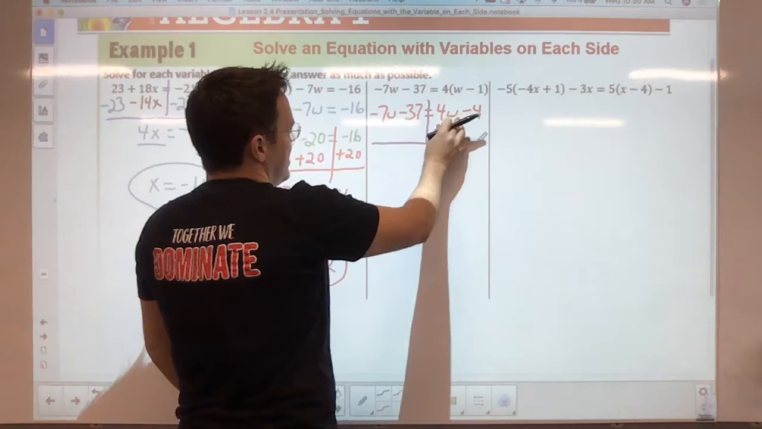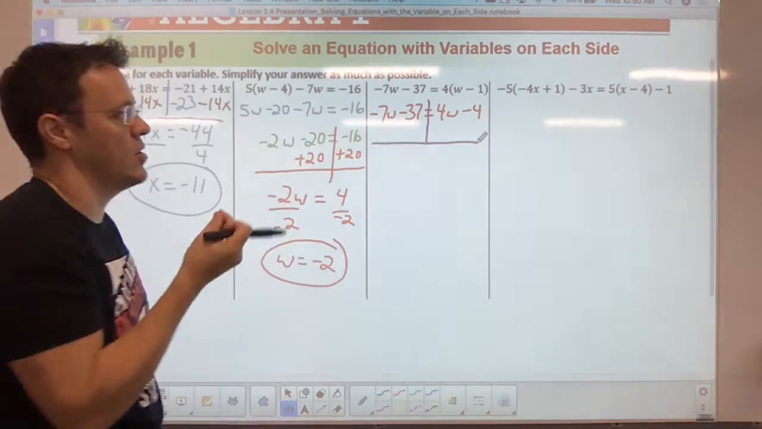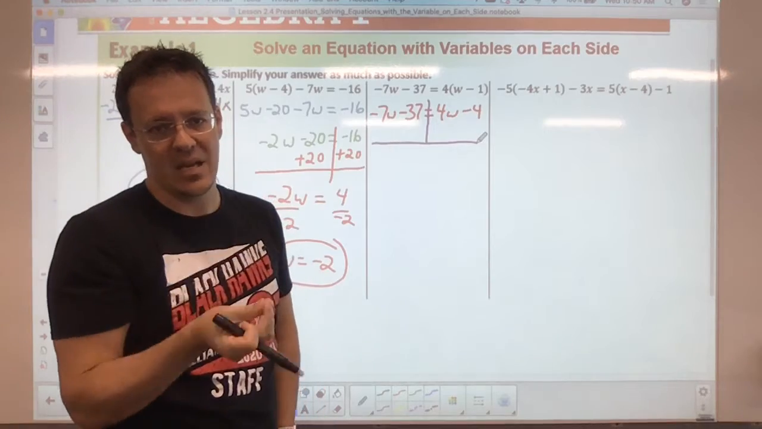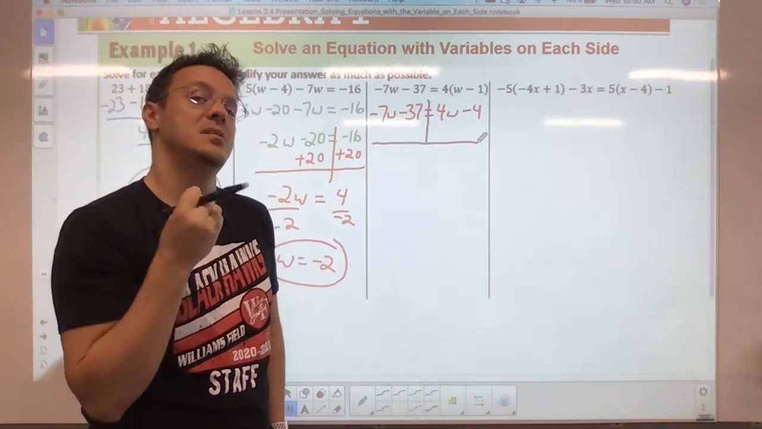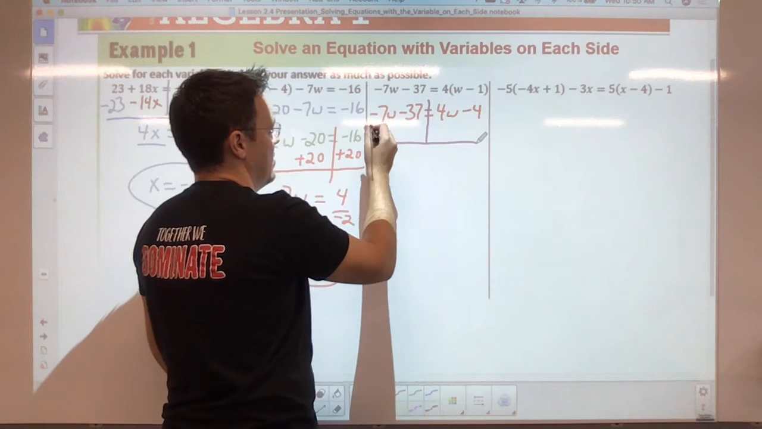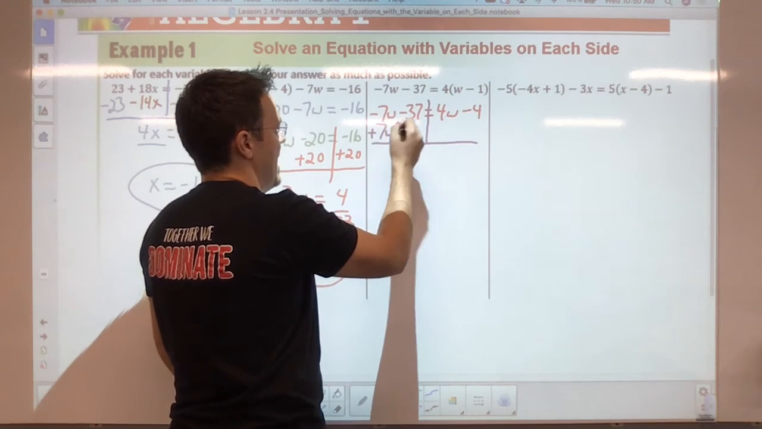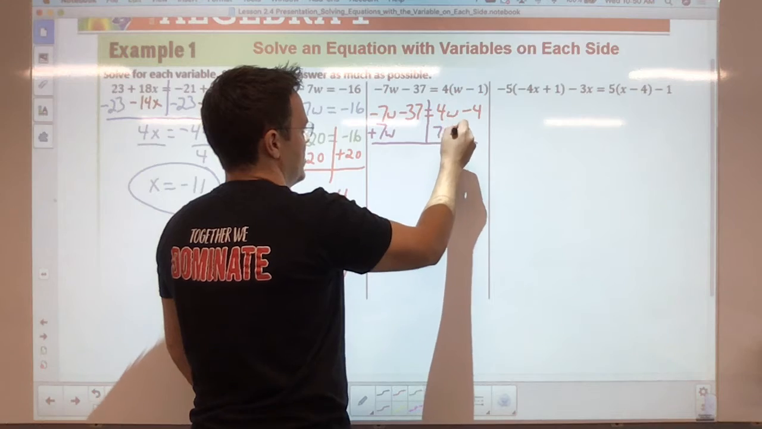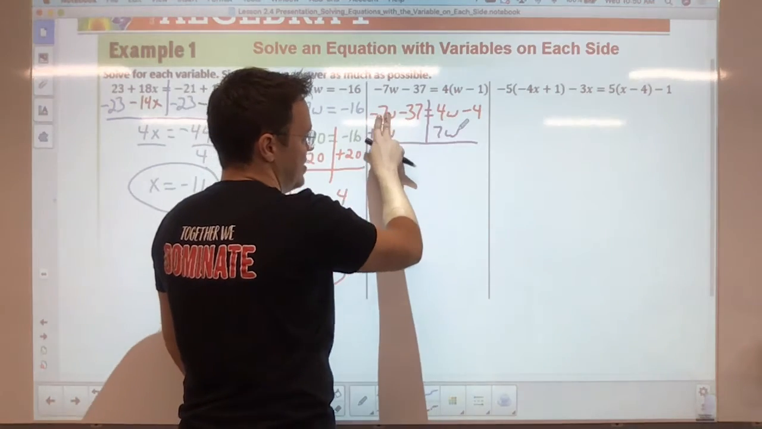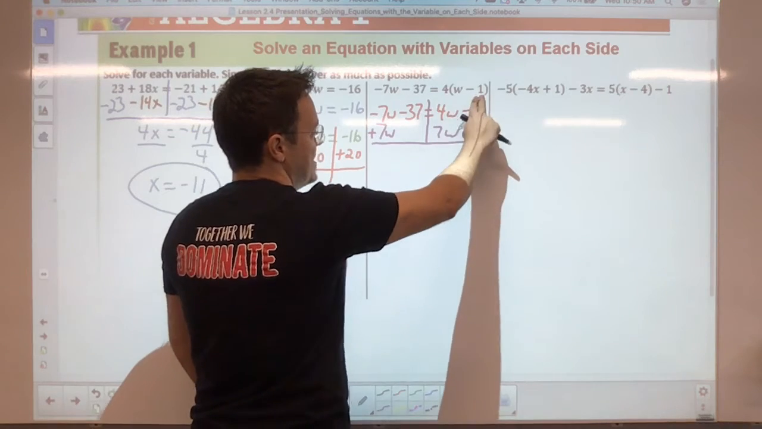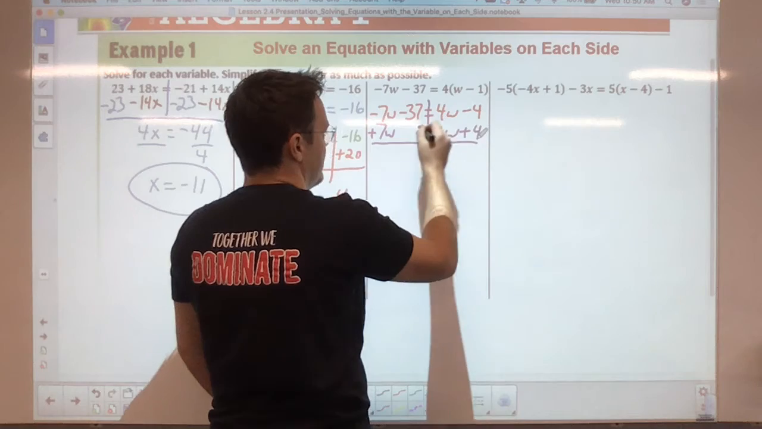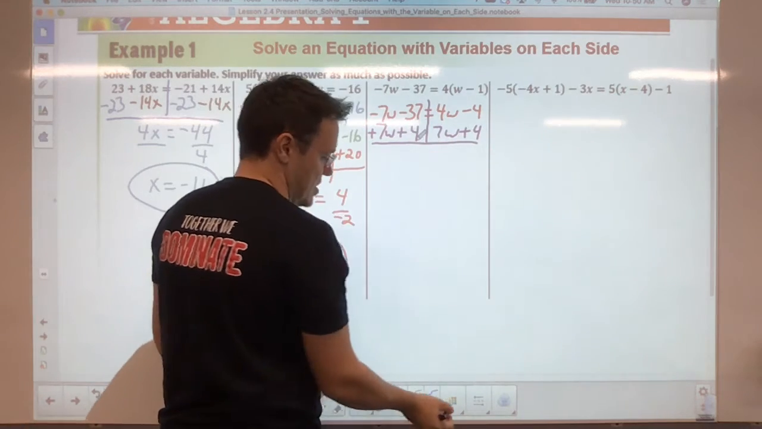Now, here's the same thing I was talking about earlier. I don't want the coefficient in the term to be negative. I want to get rid of the negativity, so I'm going to add 7w to both sides, so that I know this is going to be a positive number. But if I'm moving the variable over here, then I've got to move the constant to this side, right? So you've got to move the number to the other side. So that's your setup, just like that.